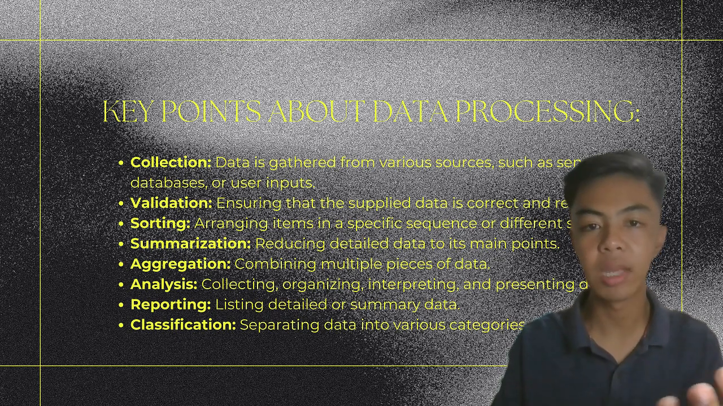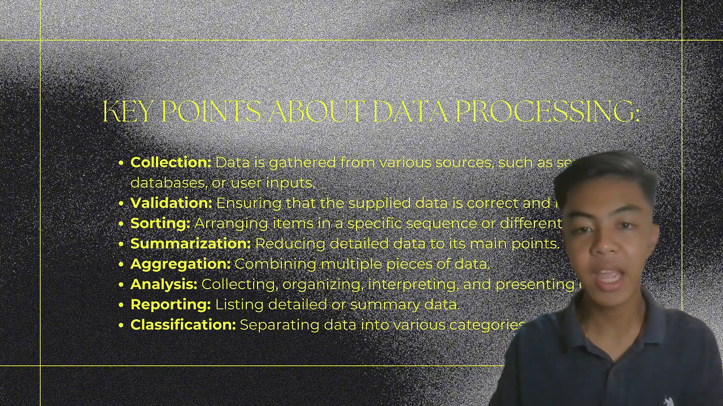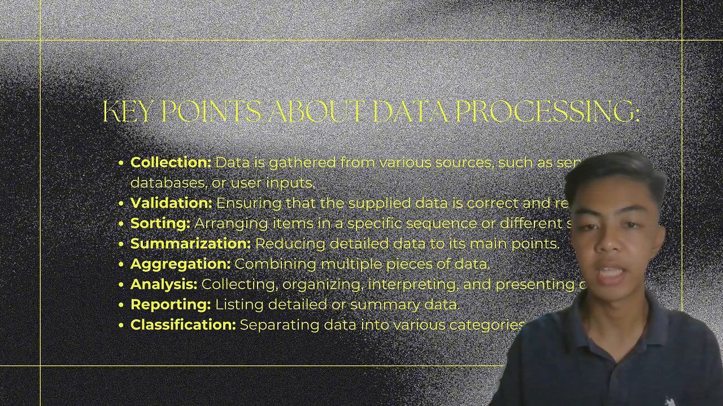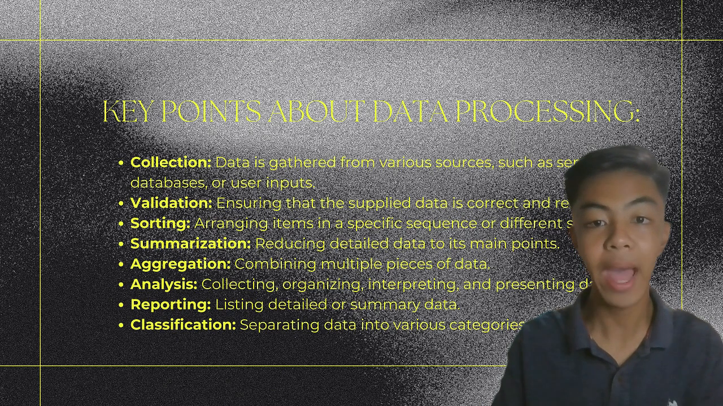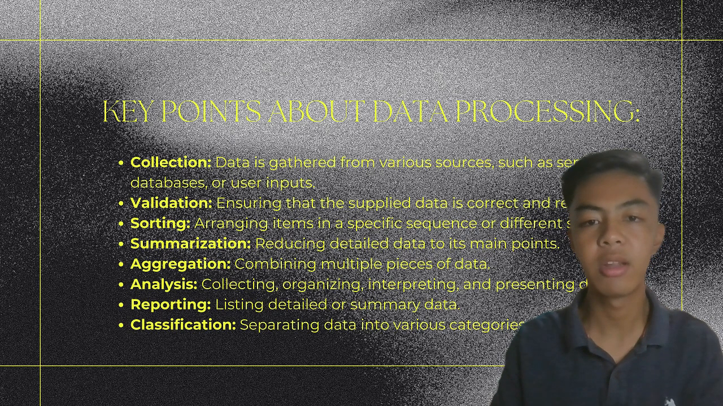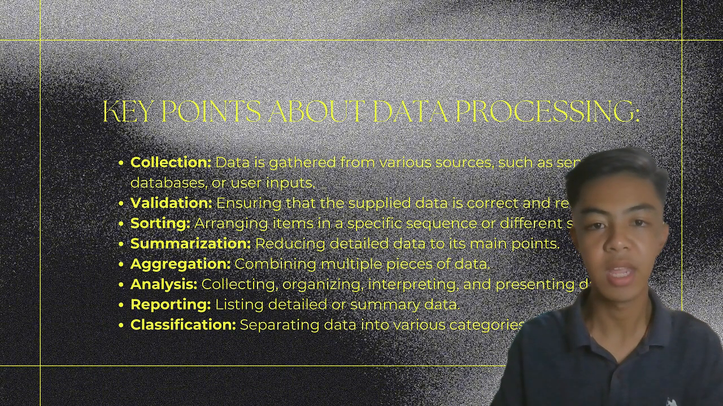So, I'm going to provide some key points about data processing. First is collection. Collection is when data is gathered from various sources, such as sensors, databases, or user inputs. Next is validation. Validation is ensuring that the supplied data is relevant and correct. Next is sorting. Sorting is arranging items in a specific sequence or different sets. Next is summarization. Summarization is reducing detailed data into its main points. Next is aggregation. Aggregation is combining multiple pieces of data.